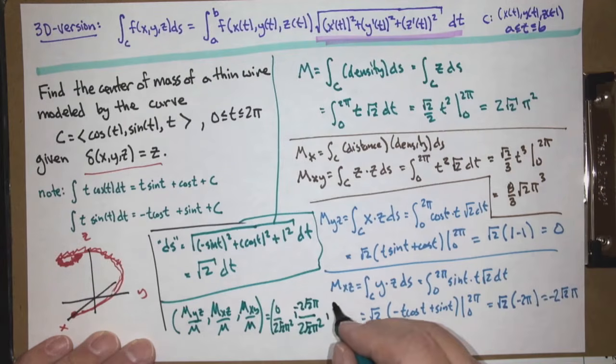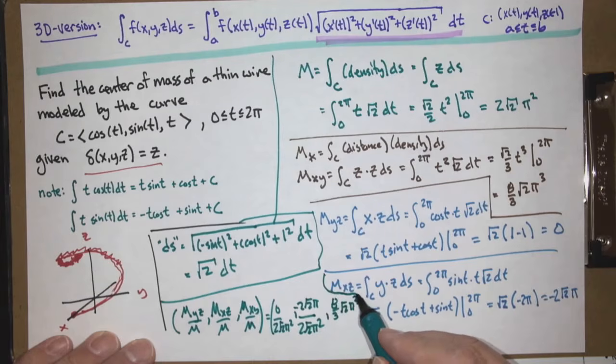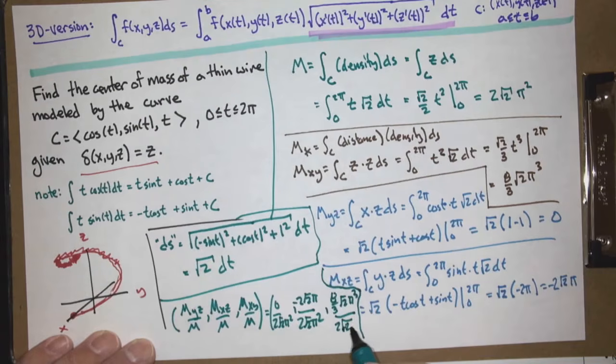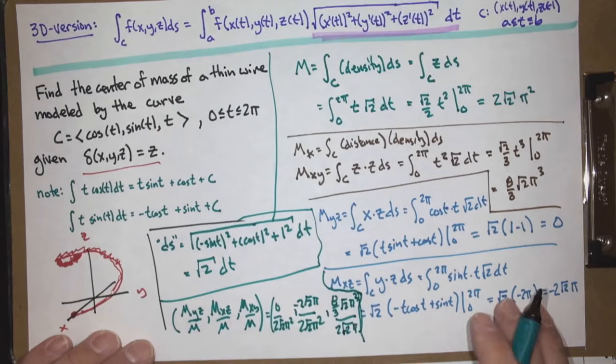And I'm running out of space. You're probably thinking, Steve, you ran out of space a long time ago. I understand how you feel. 8/3 root 2 pi cubed over 2 root 2 pi squared. All right.